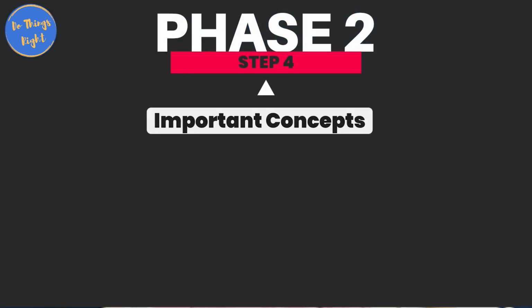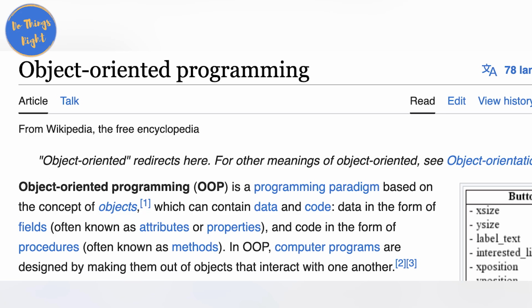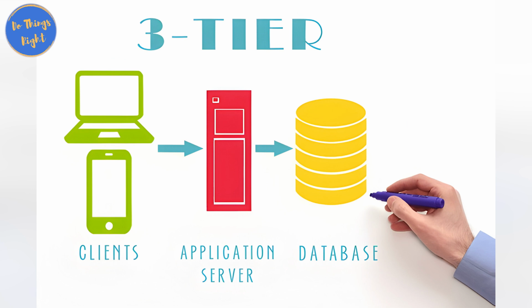The fourth step in phase 2 is to cover the important concepts like object-oriented programming and 3-tier web architecture. These are the individual topics. When you go through interview experiences of different companies, you will see that these 5-10 topics come up in every interview. As and when you come across a topic, you can learn around these concepts individually. This is not going to take that much time.